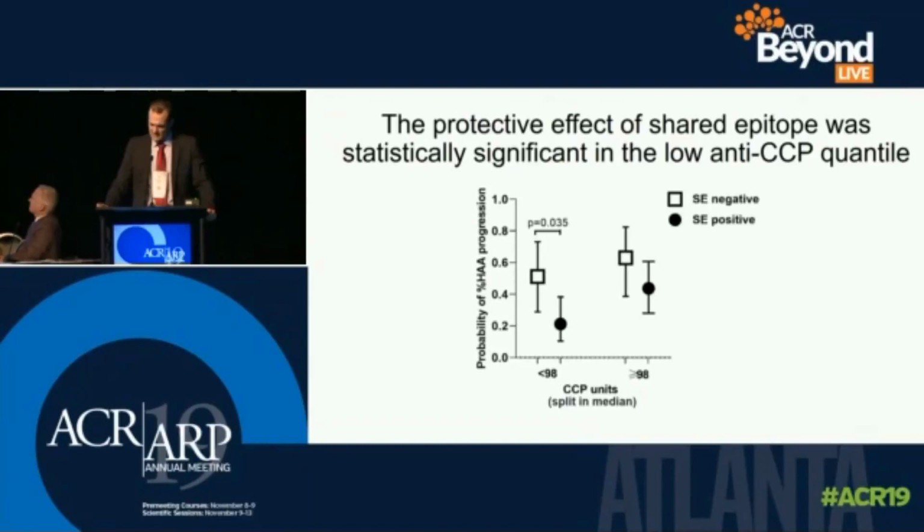Then we looked to see if there was any differing effect of the shared epitope, with the black circle here, on the CCP strata split at the median here. The protective effect of the shared epitope was numerically present in both strata, but statistically significant only in the low CCP quantile.